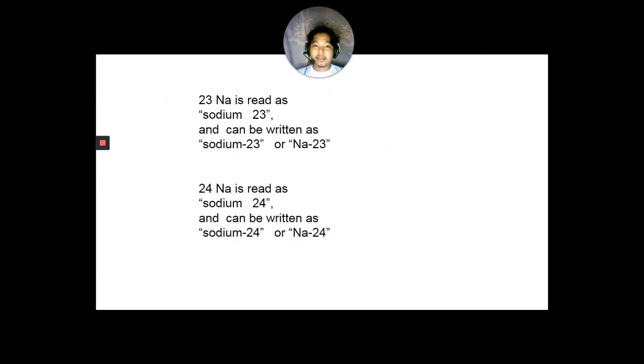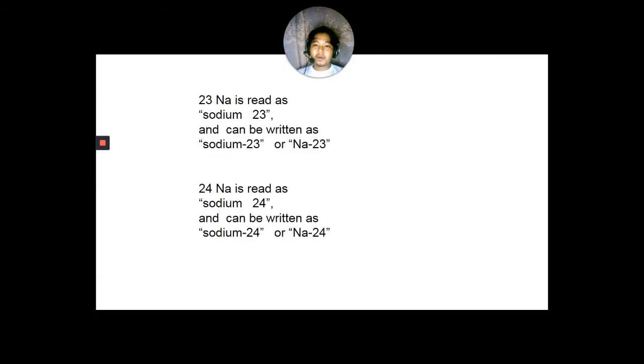Alright. So as I've told you, nauna pala yung pagbasa. So it is read as sodium-23. Pwede mo siyang isulat as spelled out sodium-23, or just simply the symbol -23. So any of this, no?